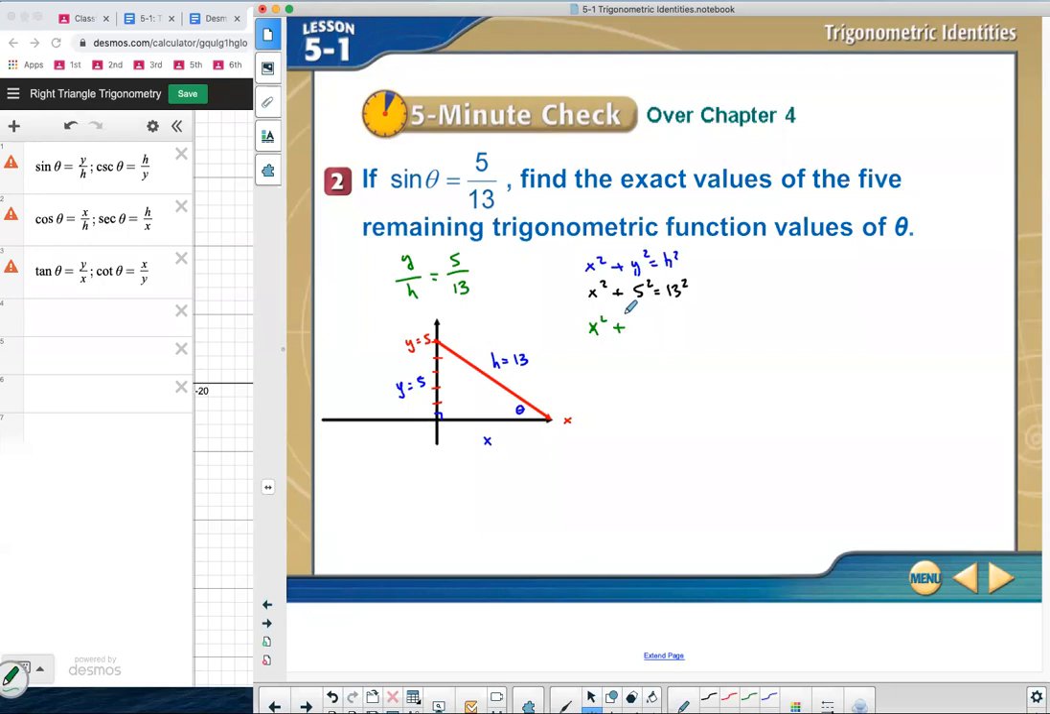What do we get for 5 squared? 25. Very good. I heard a lot of 25s there. And what about for 13 squared? A little bit harder. How about 169? And so to solve this, I need to isolate the x, which means I need to subtract 25 to get rid of that plus 25.